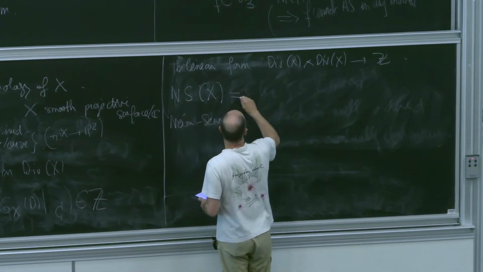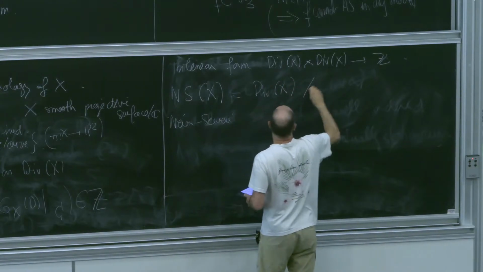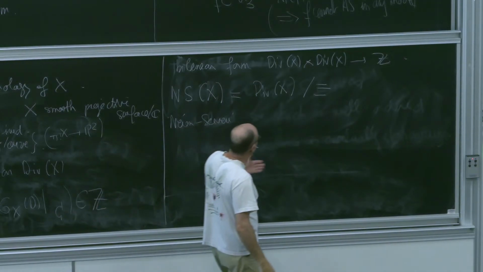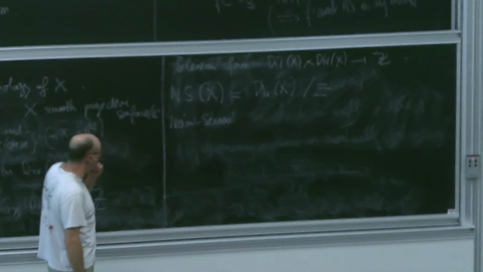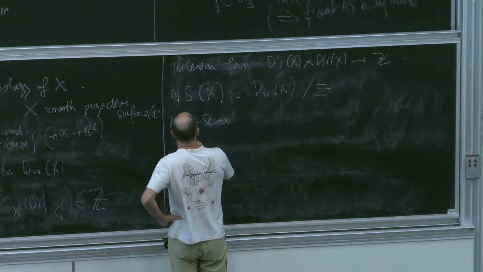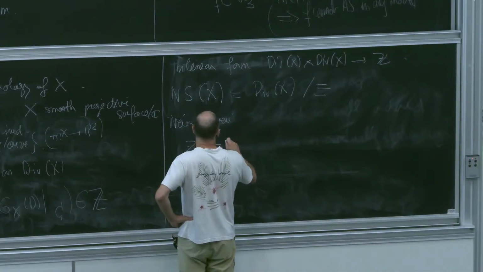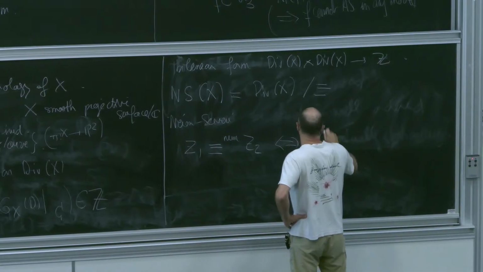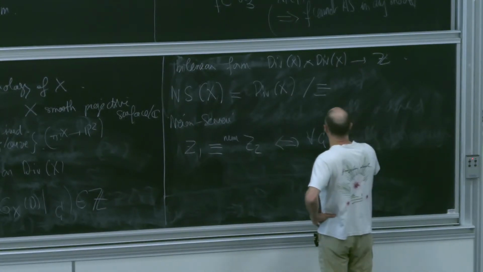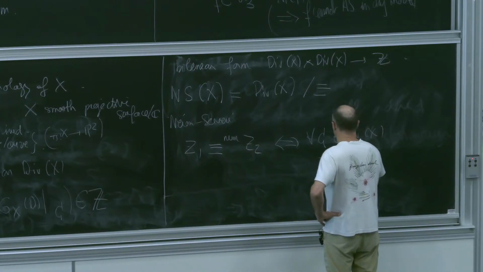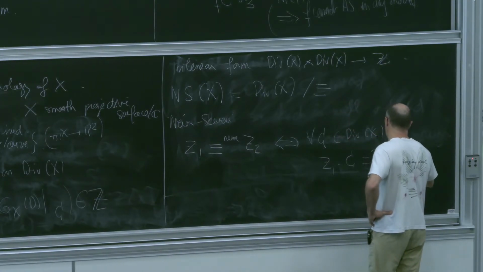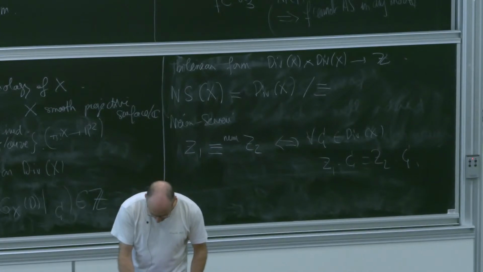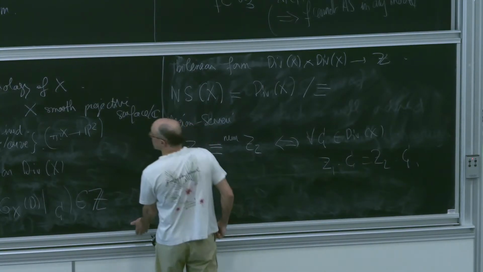So what is this? This is a quotient of the space of divisors by the numerical equivalence relation, which is usually written with this strange symbol, a three-dash symbol. You say that the divisor Z1 is numerically equivalent to Z2 if and only if for any curve C inside Div(X), their intersection numbers agree, so Z1·C is equal to Z2·C. Then the claim is that, in fact, this space is finite dimensional.